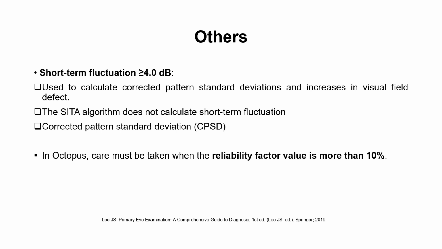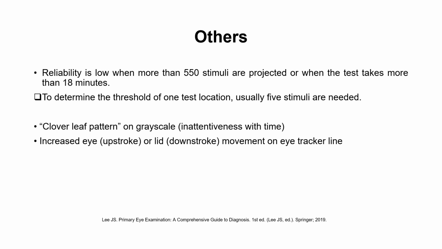And in Octopus, not in Humphrey Visual Field, care must always be taken when you see the reliability factor value is more than 10%, which mainly depends on this short-term fluctuation during the test. So it's like intra-test variability. Not only that, we have other reliability indices. The reliability is low when more than 550 stimuli are projected, or when the test takes more than 18 minutes.